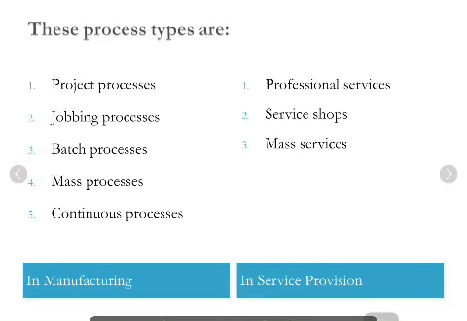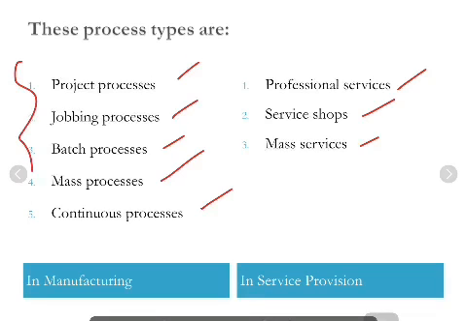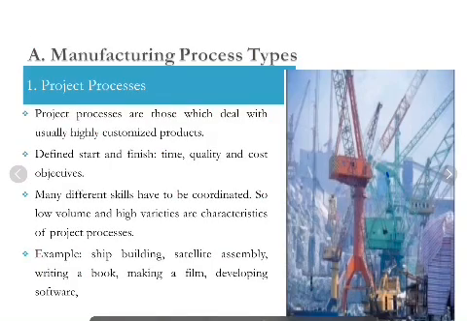These process types are, first, project processes, then jobbing processes, batch processes, mass processes, continuous processes, and in service we have professional services, service shops and mass service. So in products we have these, and in service we have these, in manufacturing and in service operations. First let us see manufacturing process types.